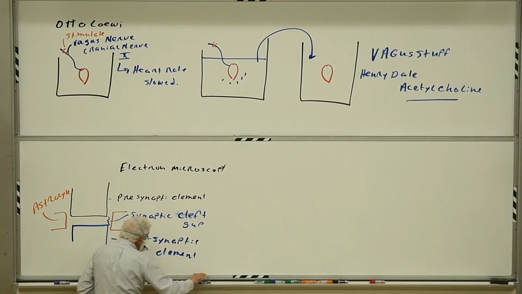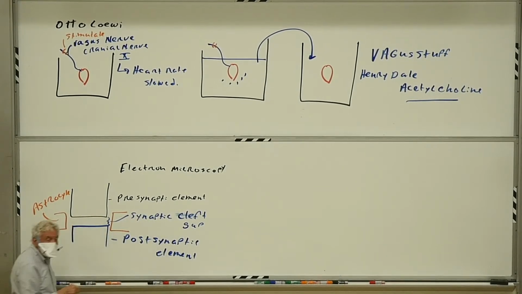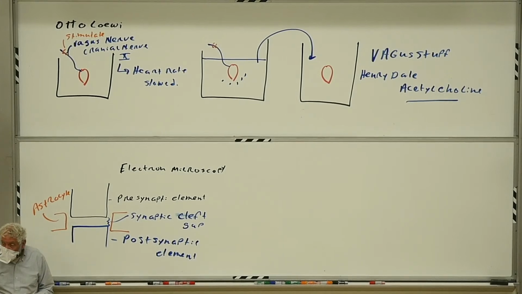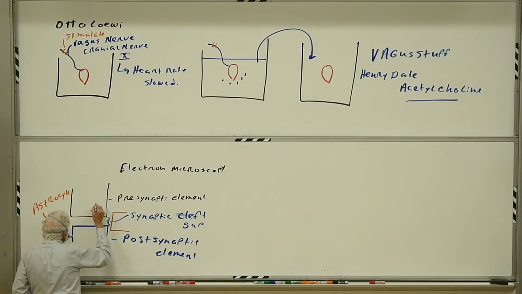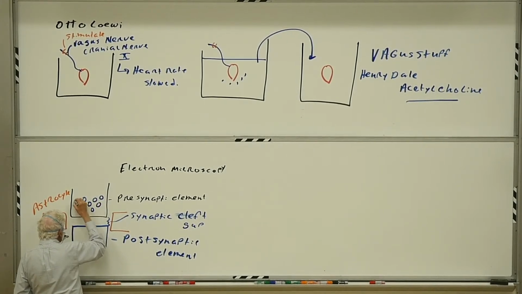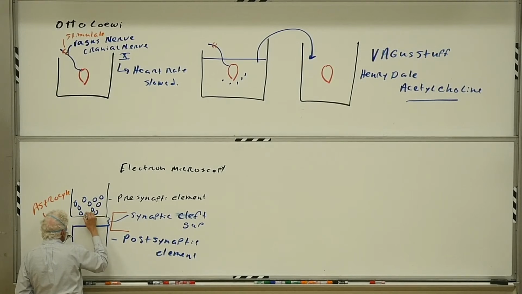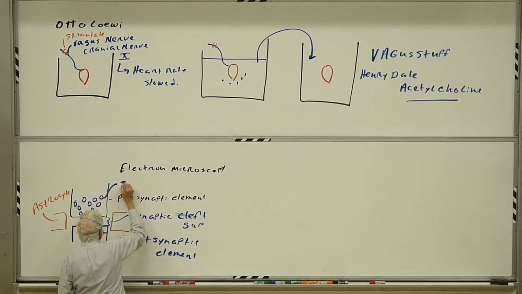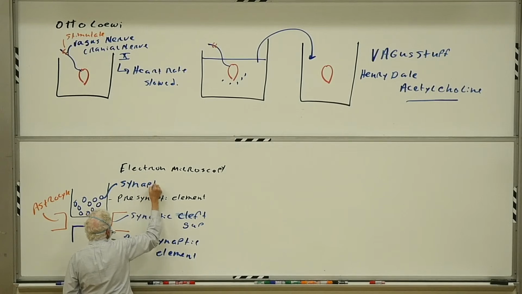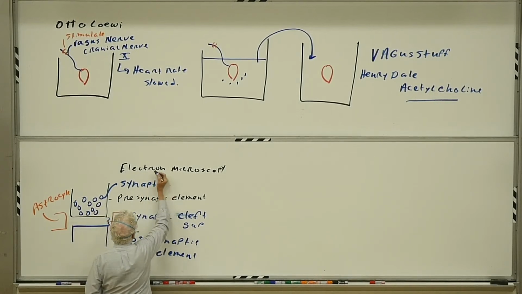But the next thing they noticed is when they looked inside the axon terminal, on the presynaptic side, in the cytoplasm, they were always viewing clusters, hundreds, perhaps thousands of individual spherical structures, which they termed synaptic vesicles.